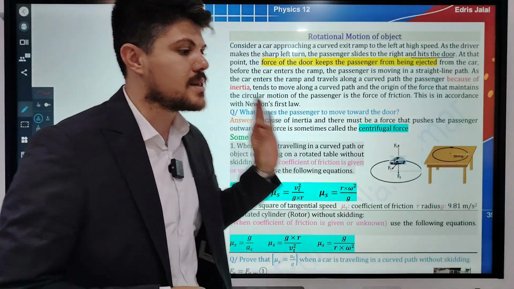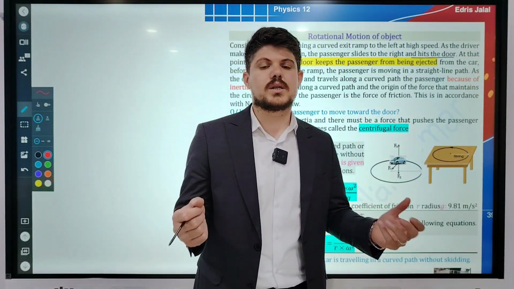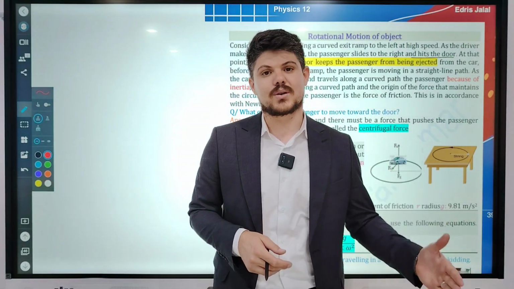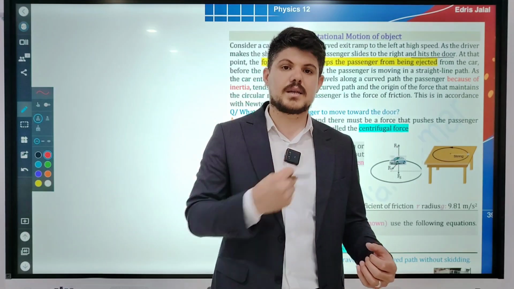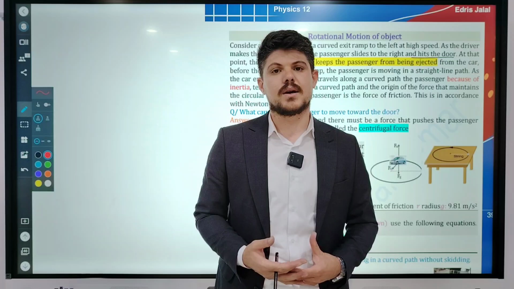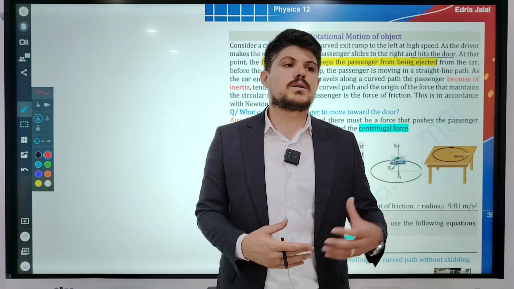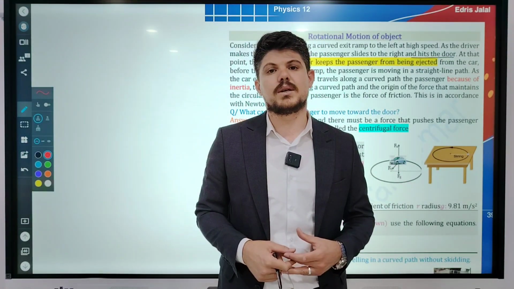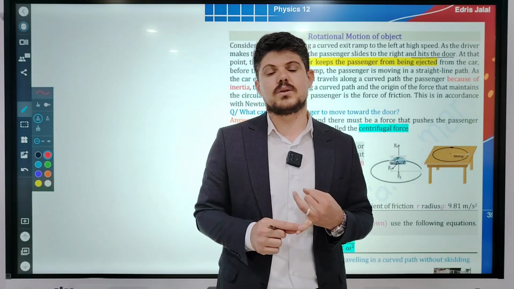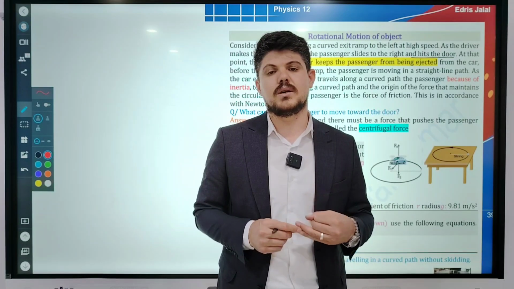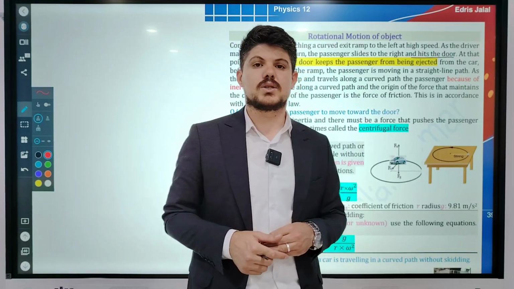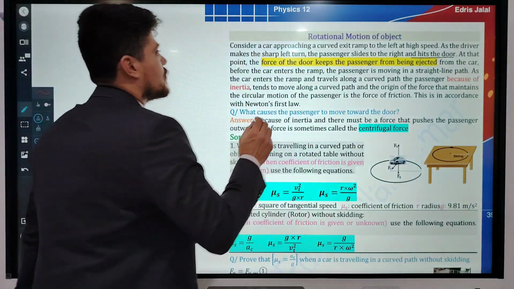Okay, so when the car is moving in a circular path, which of the following provides the circular motion? The door of the car, and the seat belt also, when the car is moving very fast. But when the car is moving very slow, what are the forces that keep the passenger from being ejected from the car? The friction between the chair and the clothes of the passenger, and the force of the door.